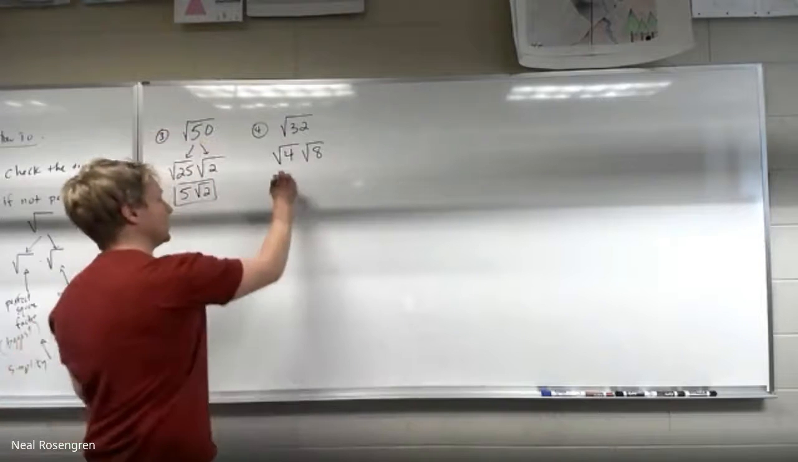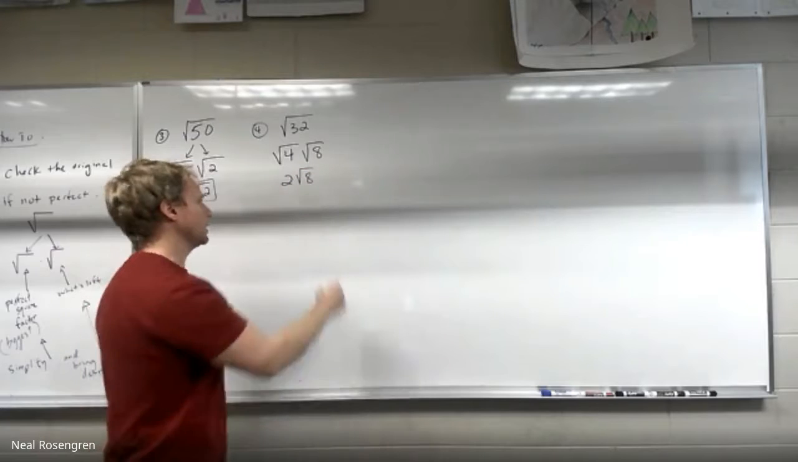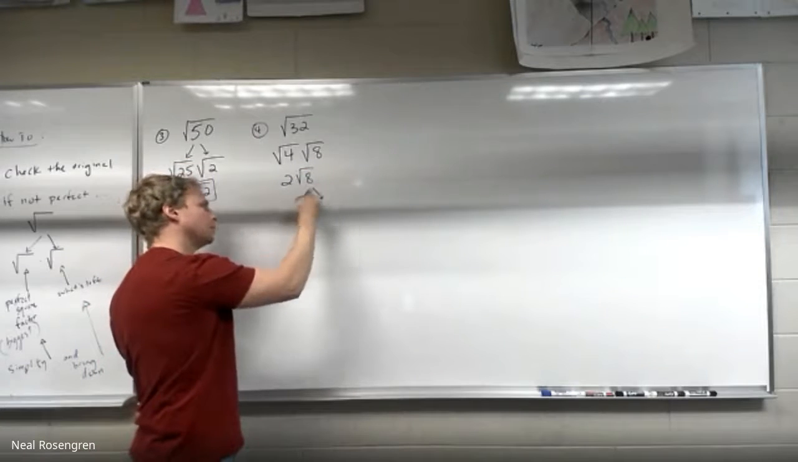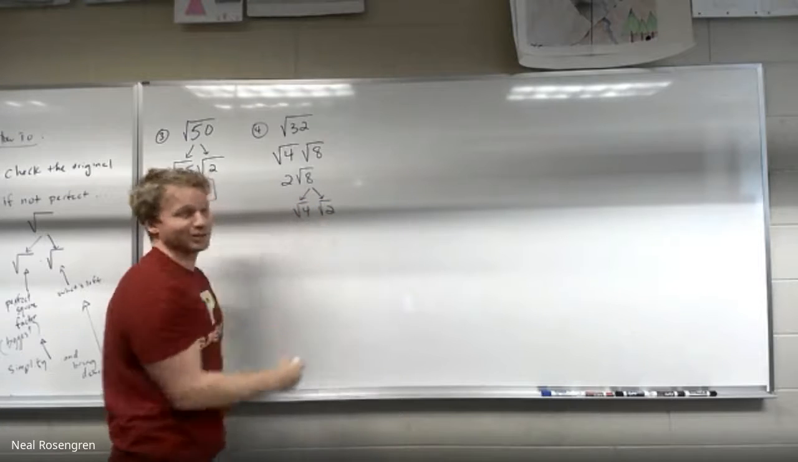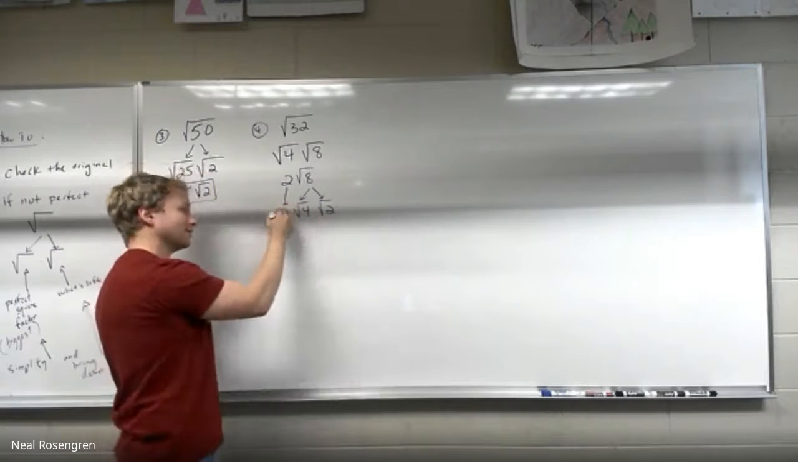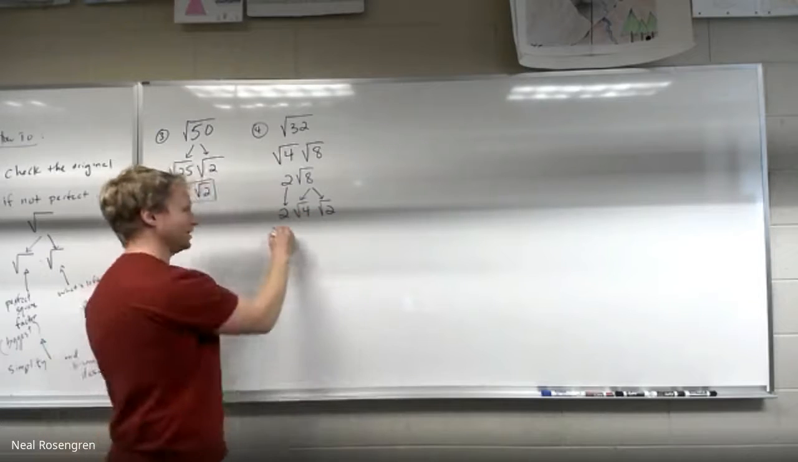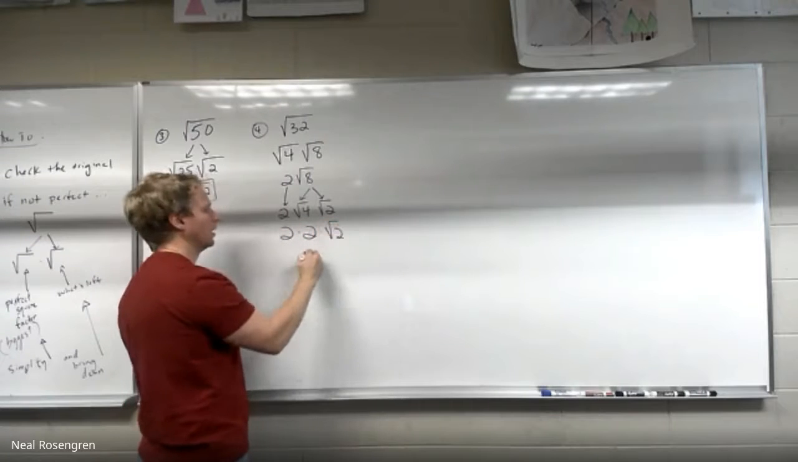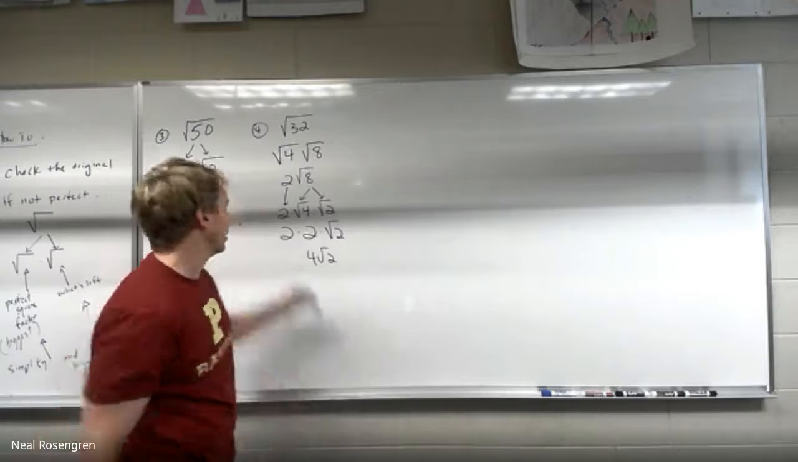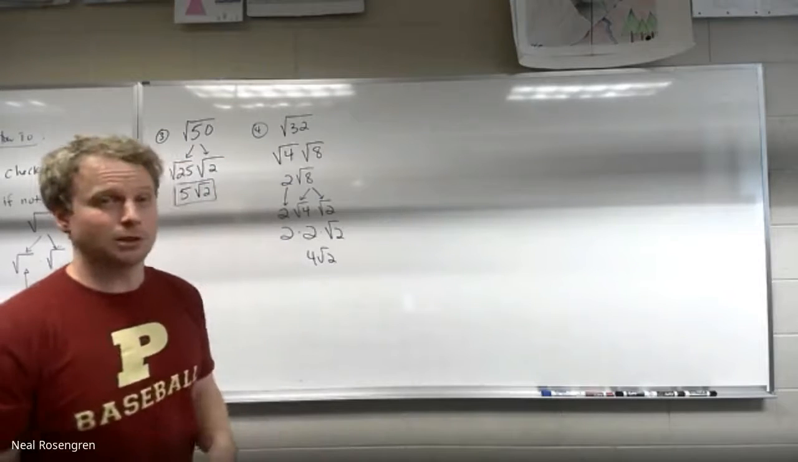Watch this, don't write this, but check this out. 2 square root of 8. Now I have to split this apart into the square root of 4 and the square root of 2. I'd have to bring this 2 down, and now I've got all of this connected: 2 times 2 times the square root of 2. 4 root 2. 1, 2, 3, 4, 5 steps instead of 2.